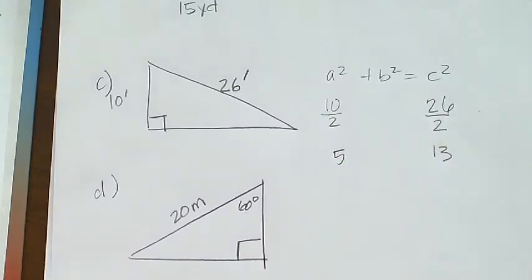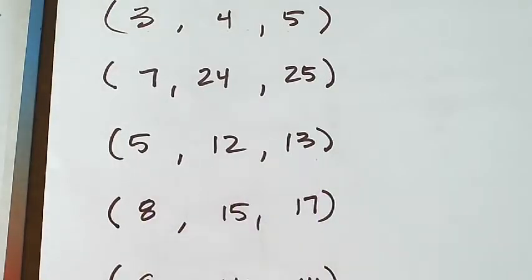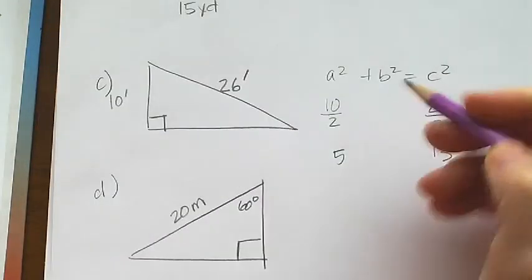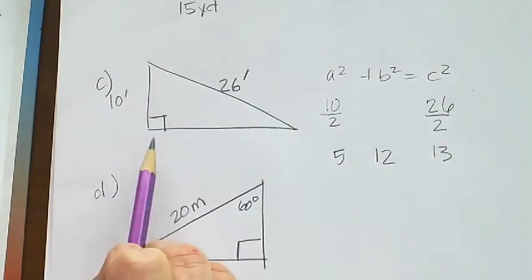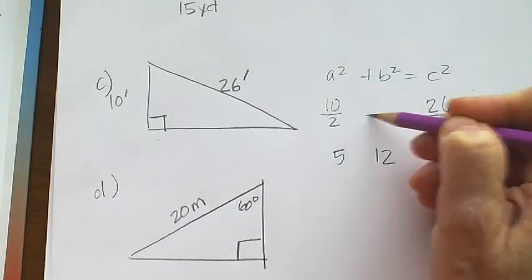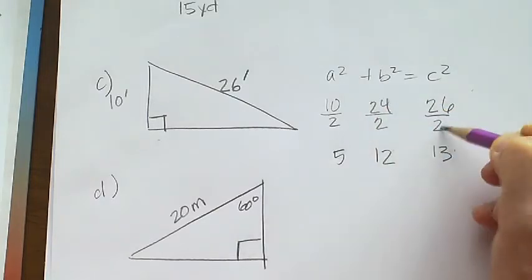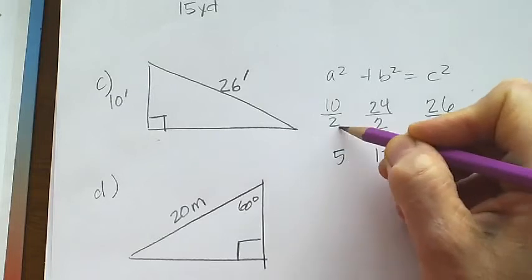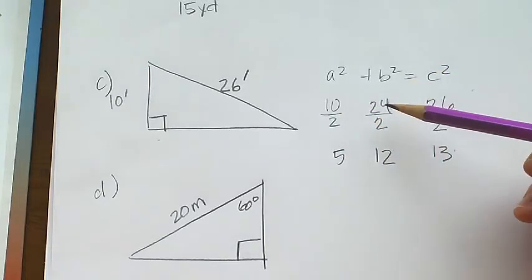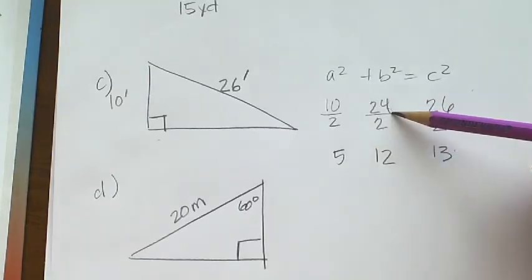Okay, so I'm going to look at my poster. 5 and 13, 5, 12 and 13 is a triple. So then this must be a multiple of 12. This must be a dilation of a 5, 12, 13 triangle. And 12 times 2 is 24. 13 times 2 is 26. Or you could say, what divided by 2 is going to give me 12? So that's got to be 24.